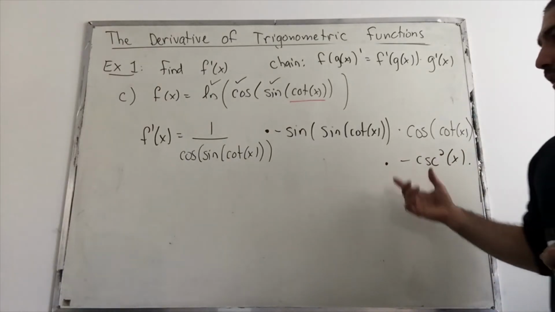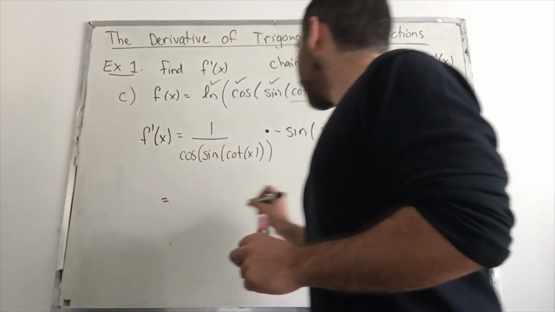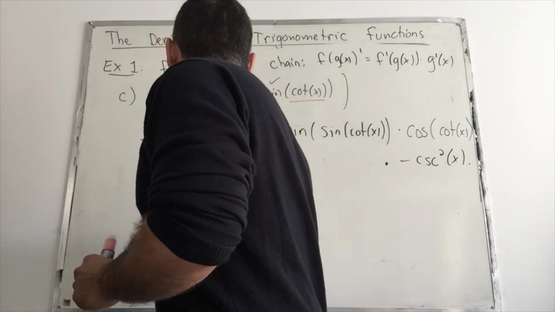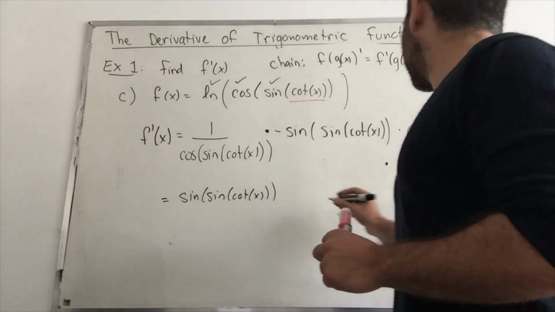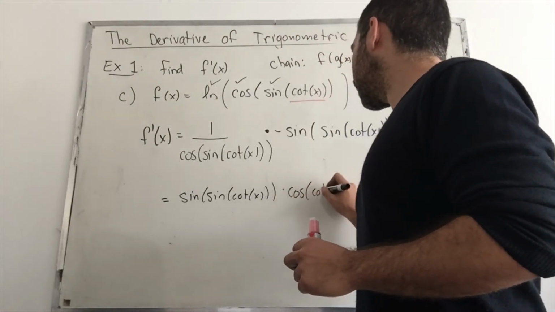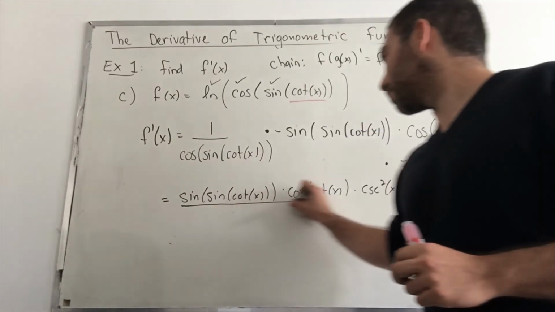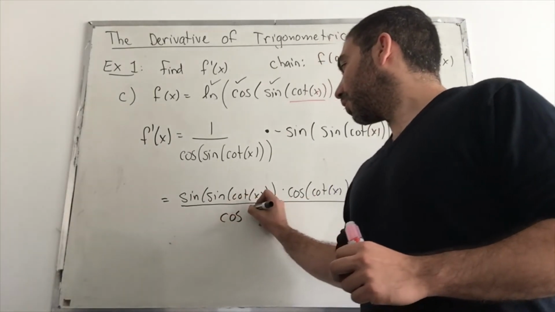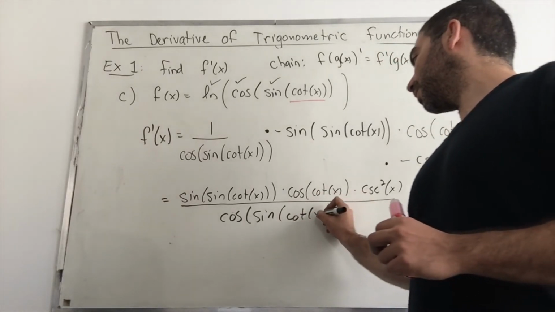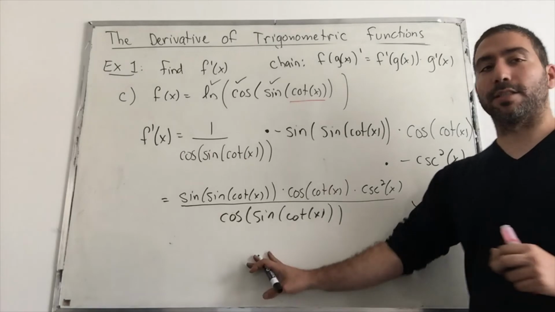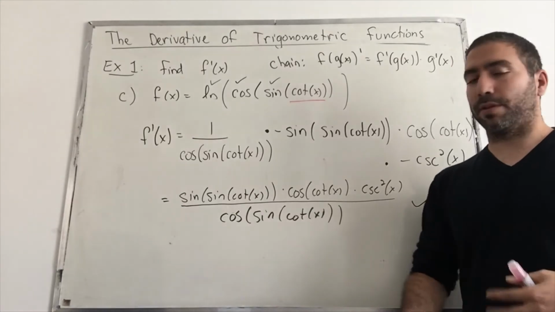Okay. And this is our answer. So we have two negatives here, they cancel each other, so we get a positive answer. And we could rewrite this as sine of cotangent times cos of cotangent times cosecant squared, all over the bottom. Sorry, just the bottom, not squared. Cos sine cotangent. There you go. And this is the final answer. Okay. So this was an example of trig functions with a bit of chain rule.